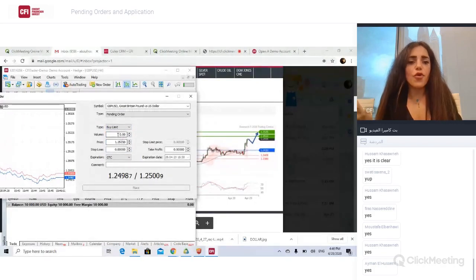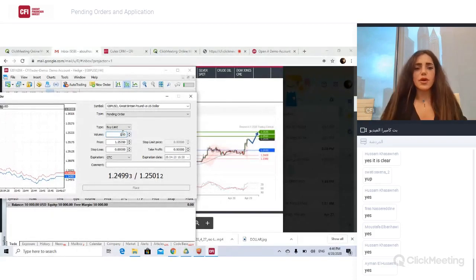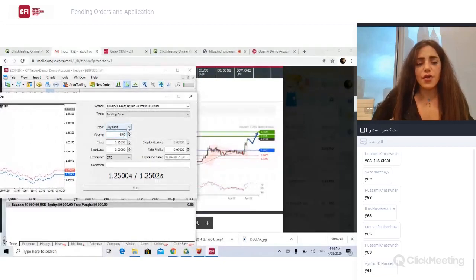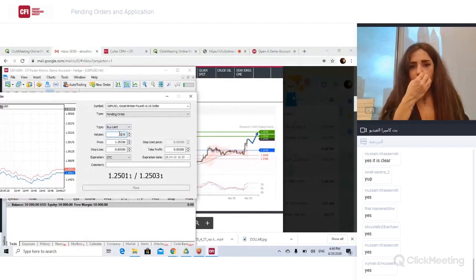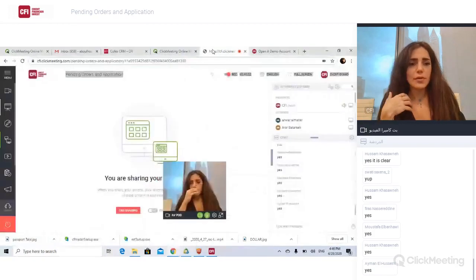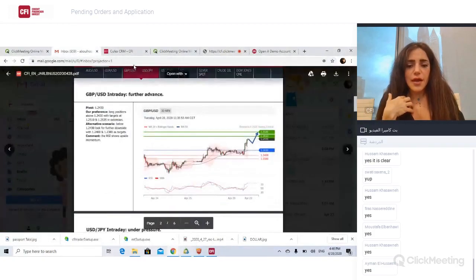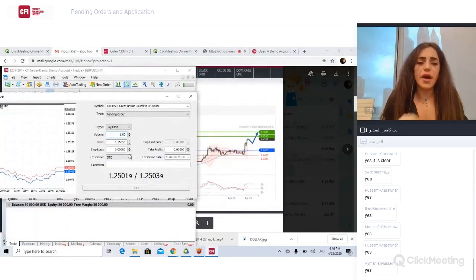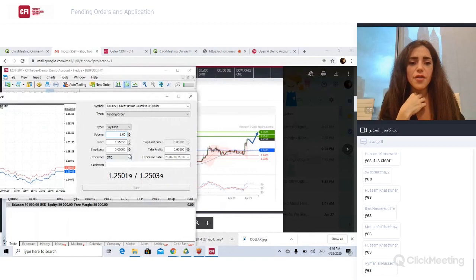Now the volume, I need to specify the volume. I want to buy one contract, which means a 100,000 lot for the pound against the dollar. 0.1, which is 10,000. And then 0.01, which is 1,000. Some platforms don't have the micro lot, they only have the mini lot. Okay, so GTC, you don't touch this.